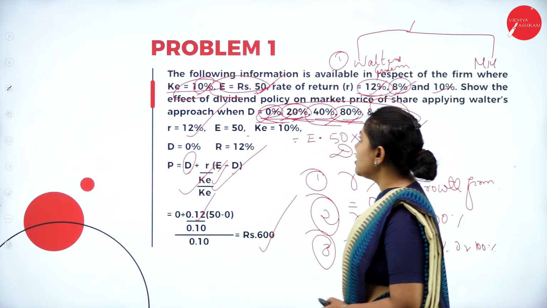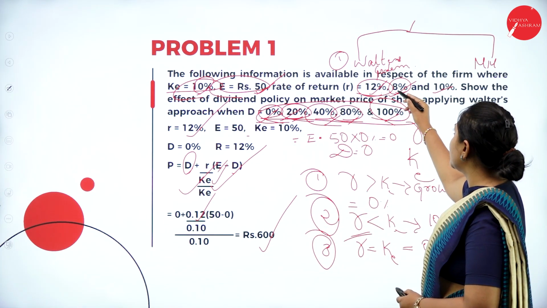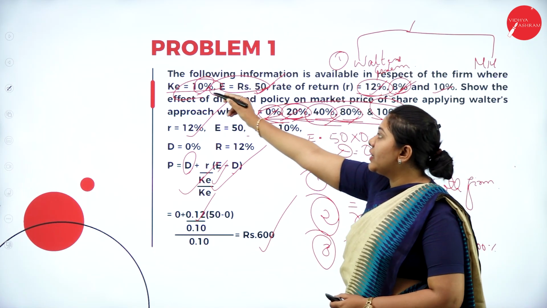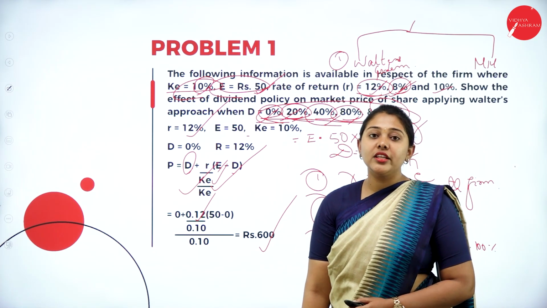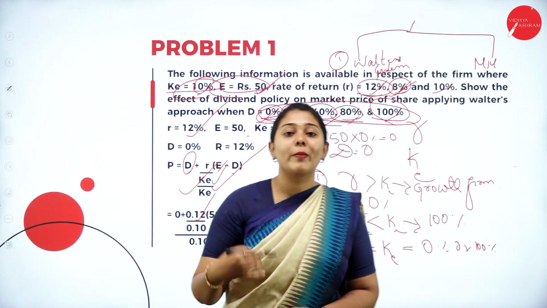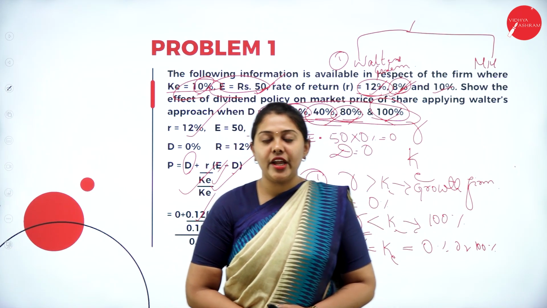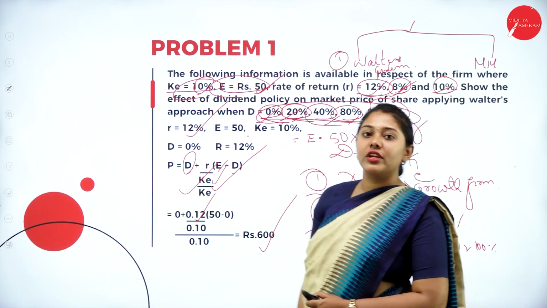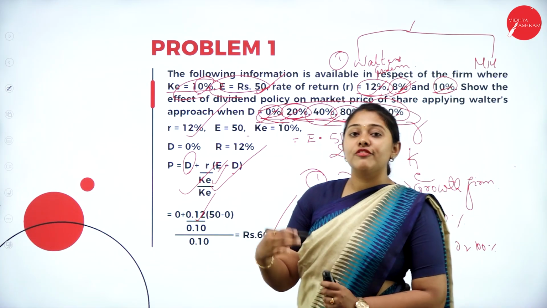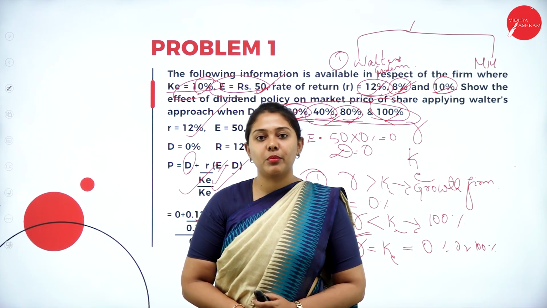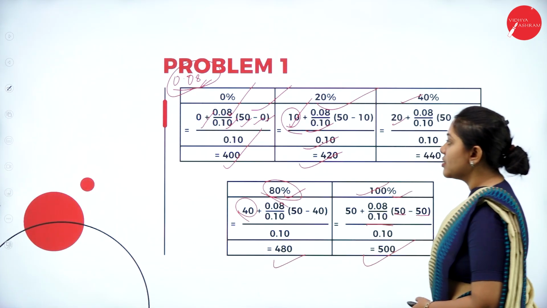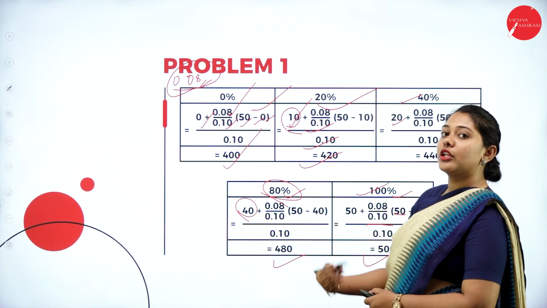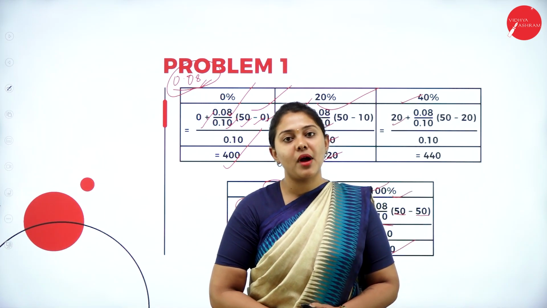In the second case, the rate of return is lesser than the cost of equity. The firm has to pay 100% dividend. And in the third case, when the return and the cost of equity are equal, the dividend policy has no effect on the market price of the share. This is how you have to interpret your problem. This is a 15 marks problem.